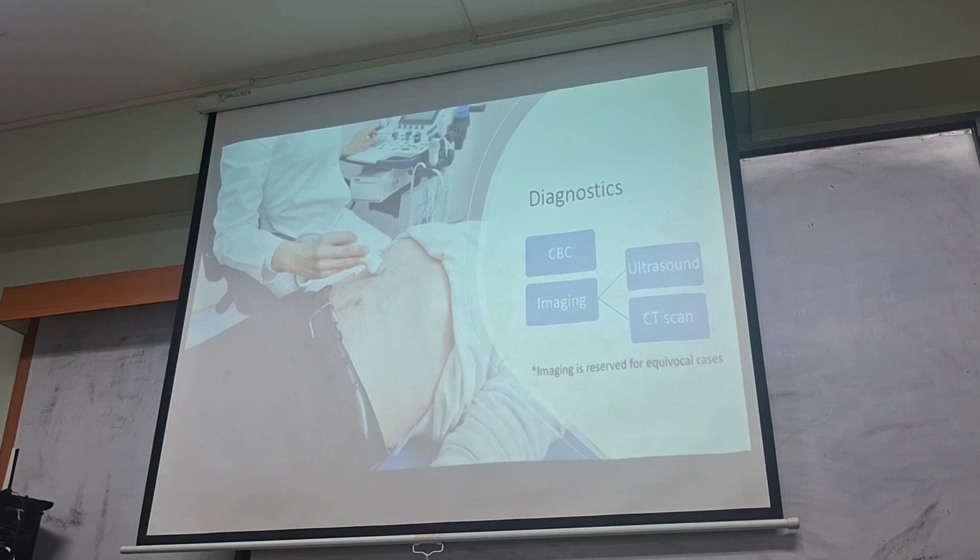Actually, what is more important would be a CBC. A CBC with a leukemoid reaction, like a WBC count of 18,000 and above, with segmental predominance of maybe 85 to 95%, could tell you that this appendicitis is most likely the complicated type. The imaging of choice for appendicitis is a CT scan of the abdomen. Ultrasound, however, is being done more because it's cheaper.